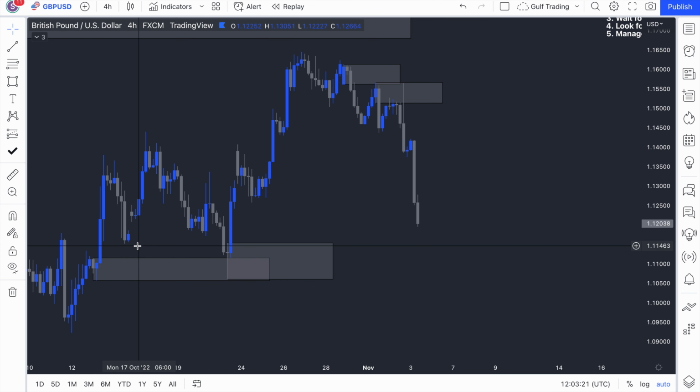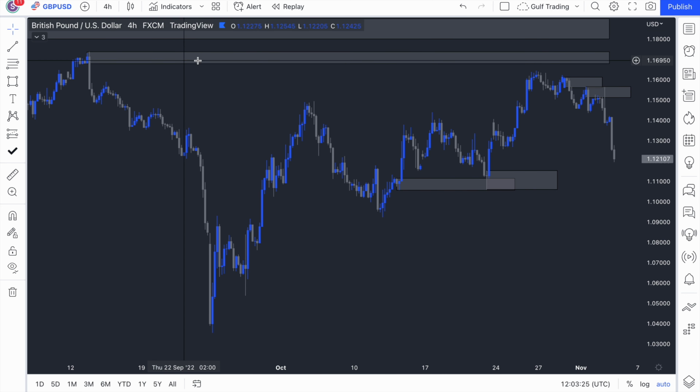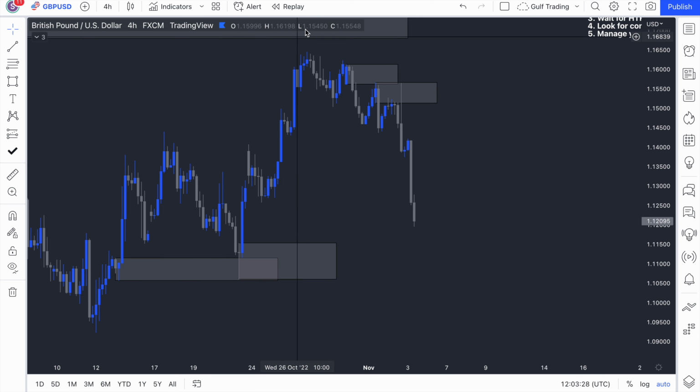I was looking either to go long from this area here or short after some confirmation in this area, but what ended up happening, it didn't touch there.